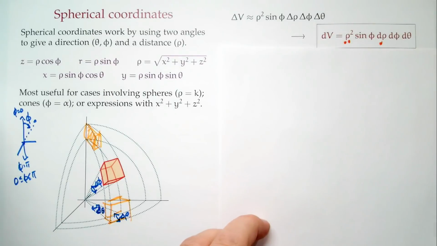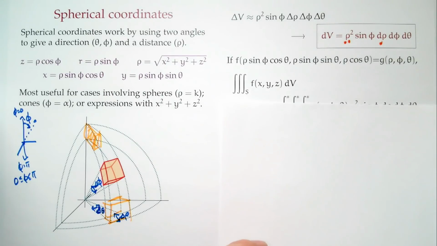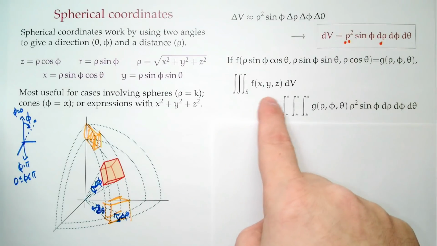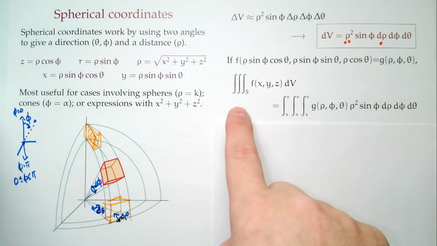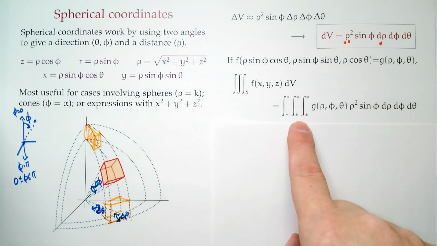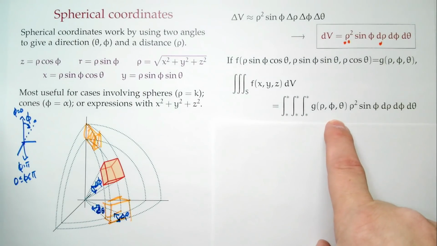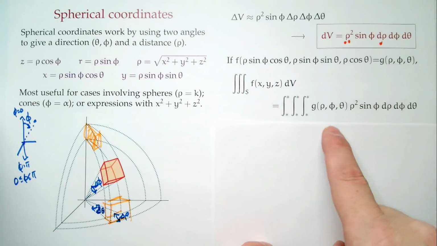So once you have that, then we can say, when we integrate f of x, y, z, dV over our region, we've got to figure out our new bounds, and our new function. It takes a while to write down what the function becomes, because, of course, the x, y, z get fairly large.